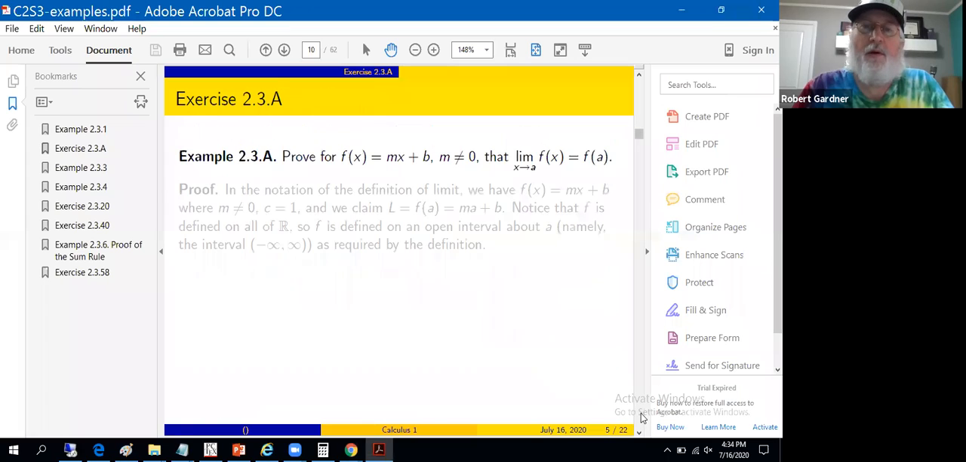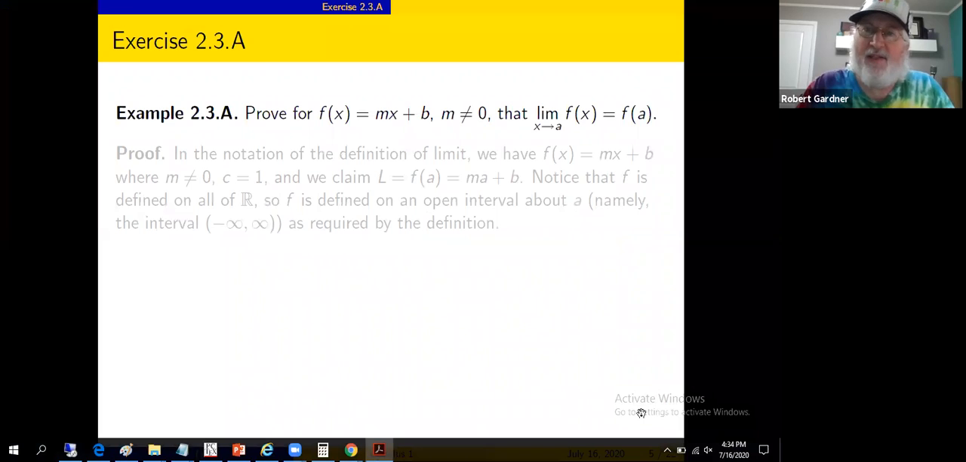Let's do it in exercise 2.3.a. I made this one up because it's got a letter as part of its title. It says prove for f of x equals mx plus b, let's assume m is not 0, that the limit as x approaches a of f of x equals f of a. So if you've got a line, then you can evaluate a limit just by plugging in the a value. It says f of a, which would be what? ma plus b.